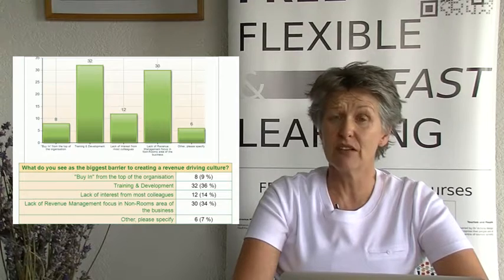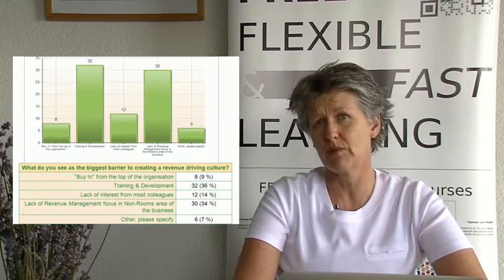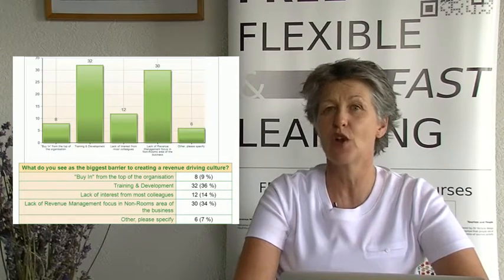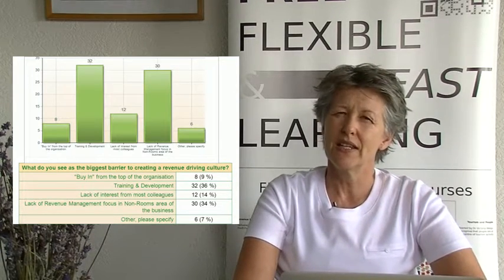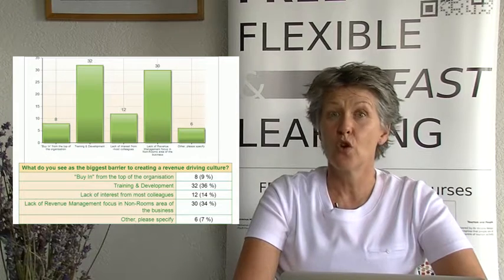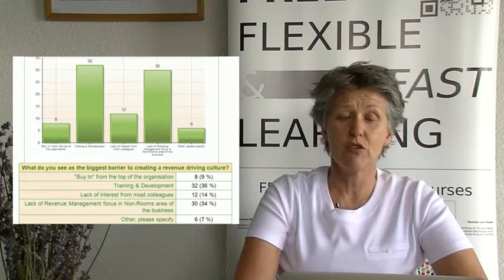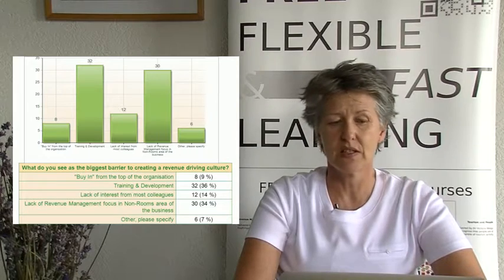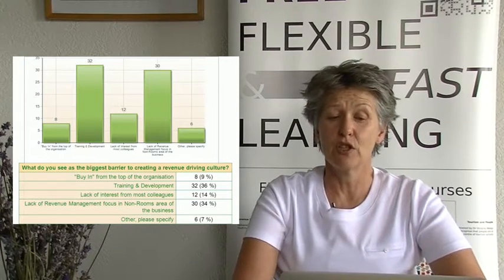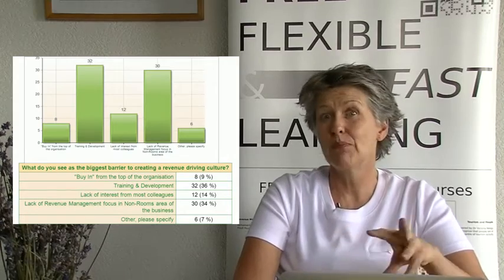Secondly, we see a lack of revenue management focus in non-rooms area of the business. Now, of course, this questionnaire was based on hotels. So in tourism, we can think about it as non-core business. So in a ski resort, the core business might be selling ski passes. So in this case, we would say a lack of revenue focus on the ski pass area of the business. So we've got to think about not just maximizing the sales of our core products, but also maximizing the sales of our ancillary products. So again, the revenue management performance metrics need to also be measuring ancillary sales, not just core revenue.